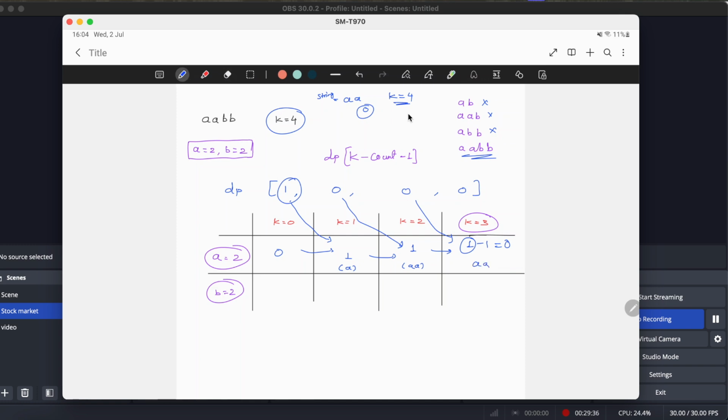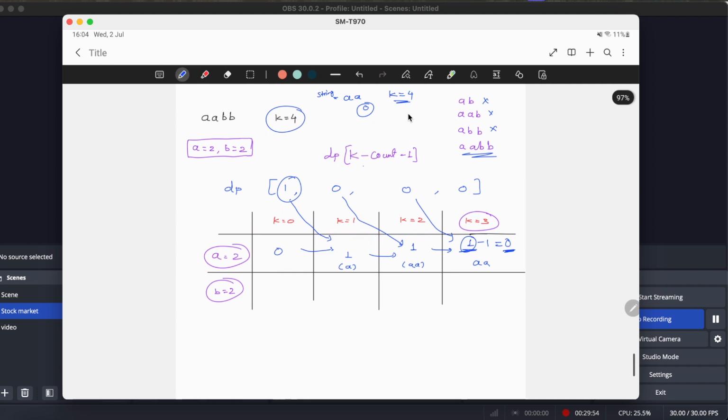A should be there no matter what happens, because we have to consider those characters, but we cannot fix the characters at all. 3 characters we do not have with us. So simply 1 minus 1 is something what we will do. Whatever the dp of k minus 1 minus 1, whatever the answer that we got at this location, we'll subtract that value.